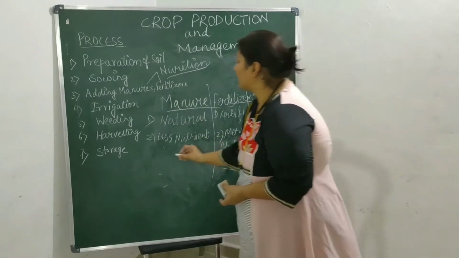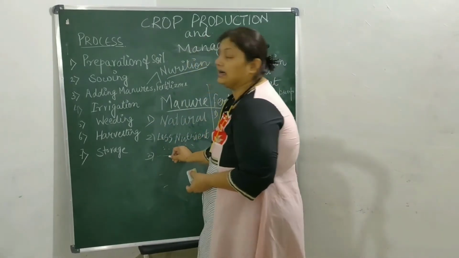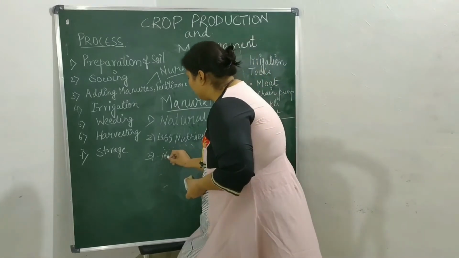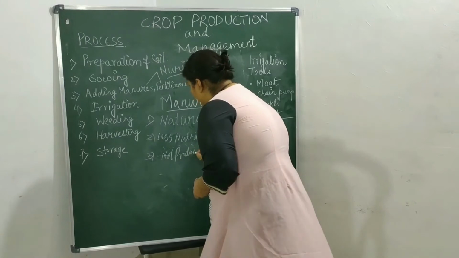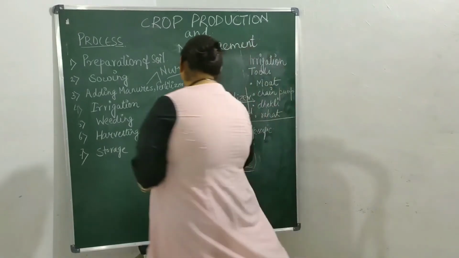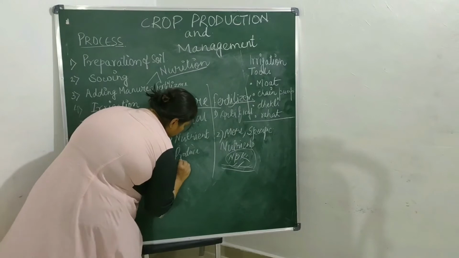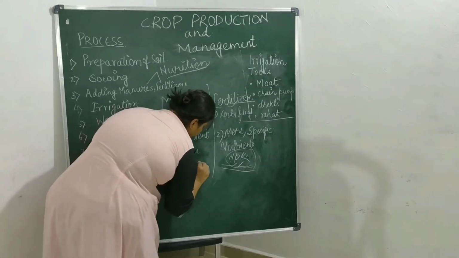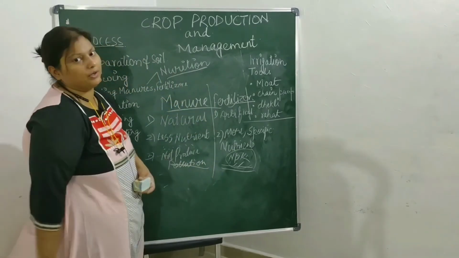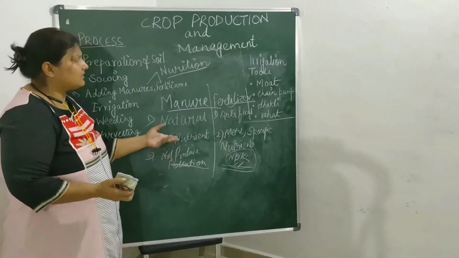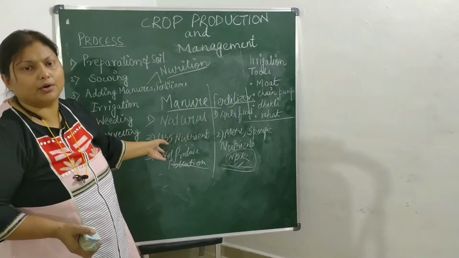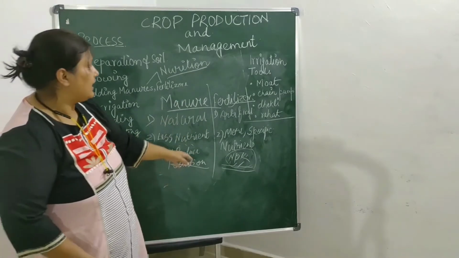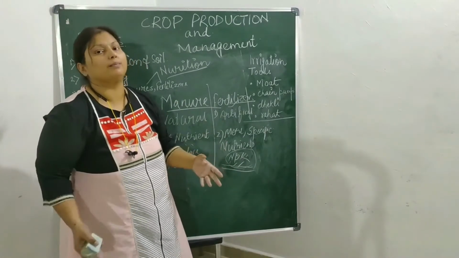So now the third one is, it is eco-friendly, it does not produce any pollution. Why? Because it is naturally made, with no particular substance, so it does not produce any water or soil pollution. Here, the fertilizer produces water and soil pollution.